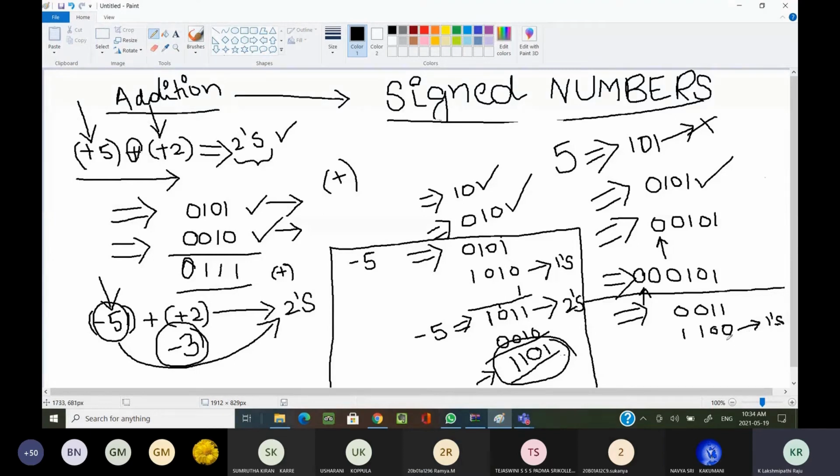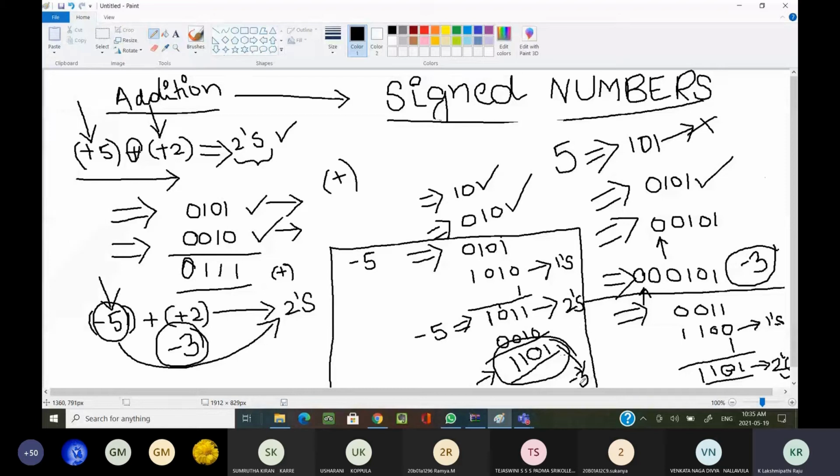Now for this ones complement, what am I doing? I am adding 1. What will this become? 2's complement of 3. Nothing but how you are representing minus 3 in 2's complement: 1 1 0 1. Now what is this value? Minus 3. You were saying minus 5.